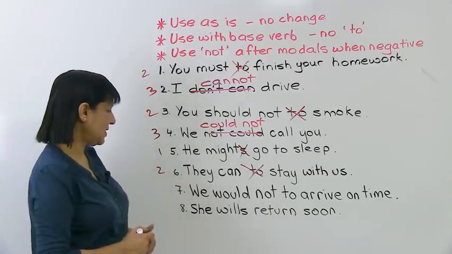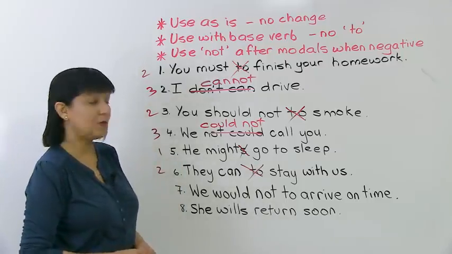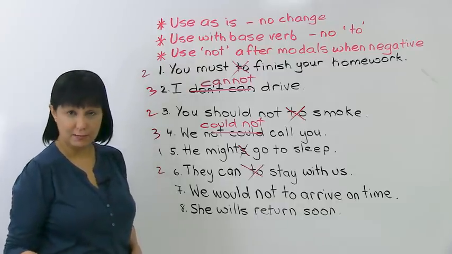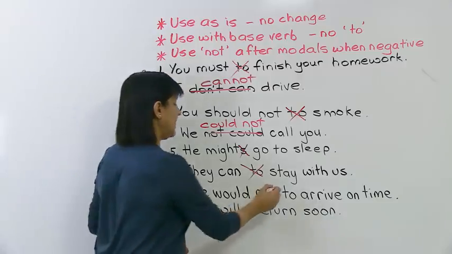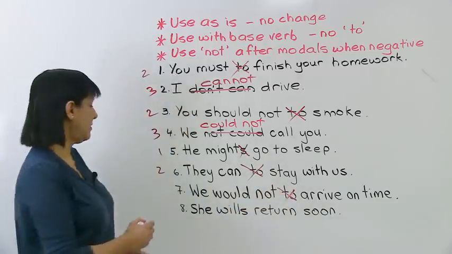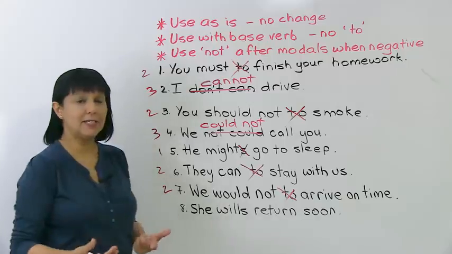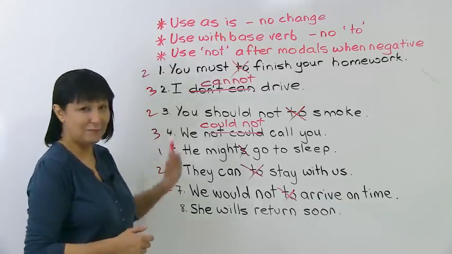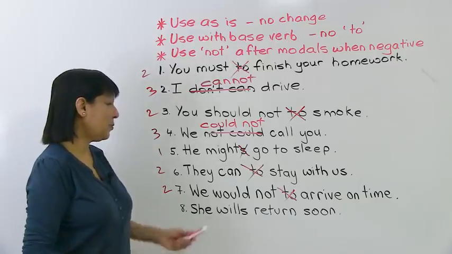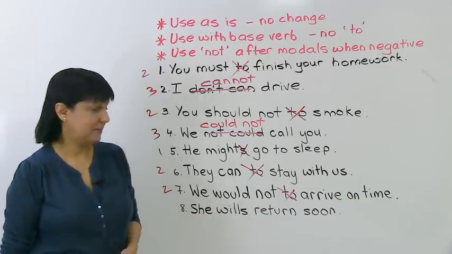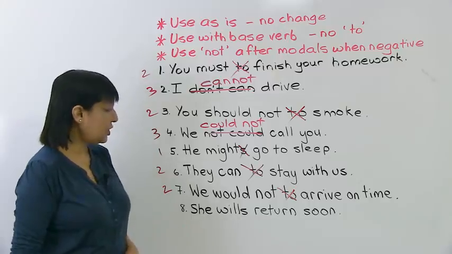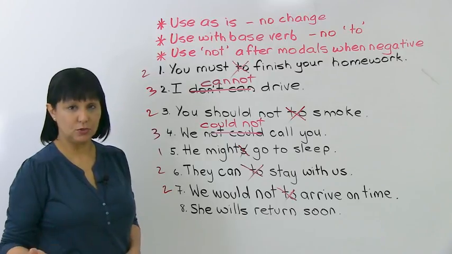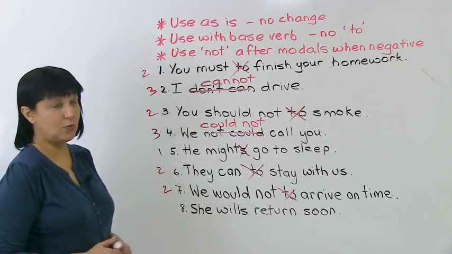All right, number seven. We would not to arrive on time. Again, you want to take out this to. And the reason why this keeps happening is because this is the most common mistake. All right, so that's why I have more of those here for you to review. We would not arrive on time. Good. And the last one, she wills return soon. Okay, so what's wrong there?